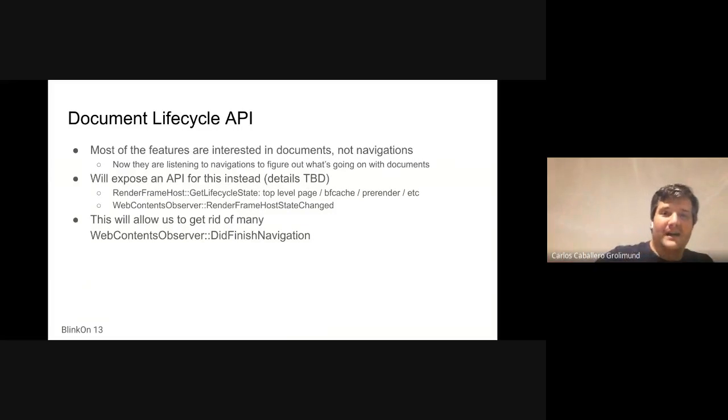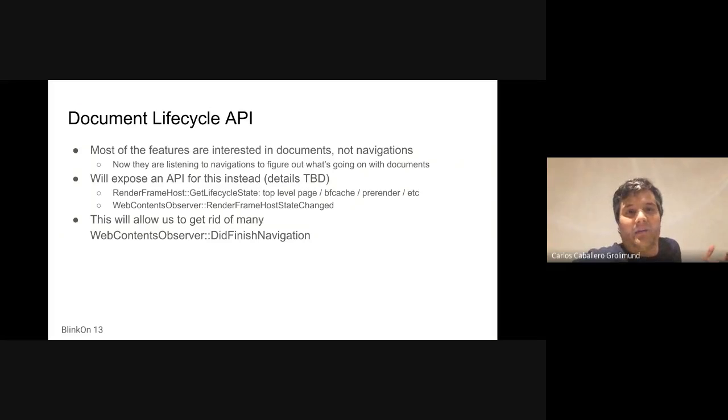Okay, so I was just talking a little bit about navigation. You probably get the idea that navigation is becoming a bit harder. So we want you to worry less about them now. And that's the idea behind the document lifecycle API. Many features listen to navigation events to figure out what's going on with the document. And they're not really interested in the navigation itself. They just want to know what's happening with the document.